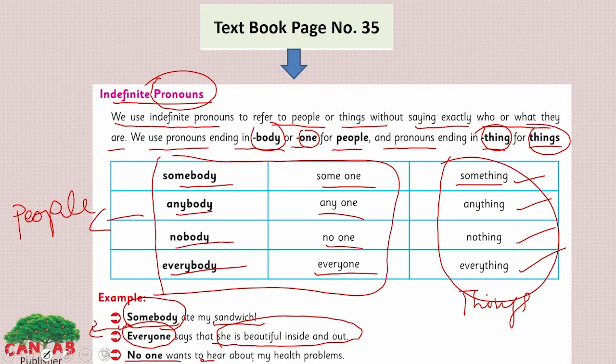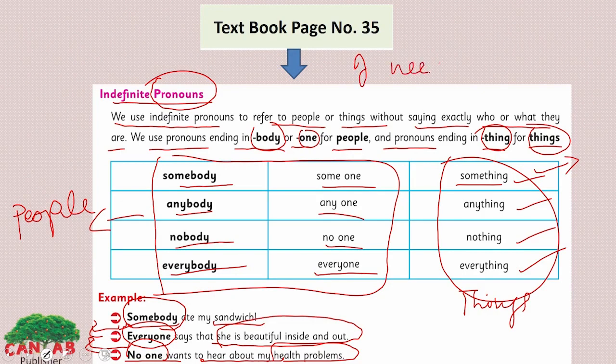Now look at the third one. No one wants to hear about health problems. Here, no one is also referring to a group of people. The names are not specific here. The people she or he doesn't know, and she's only saying that no one wants to hear about my health problems. Here let's take the example of something.